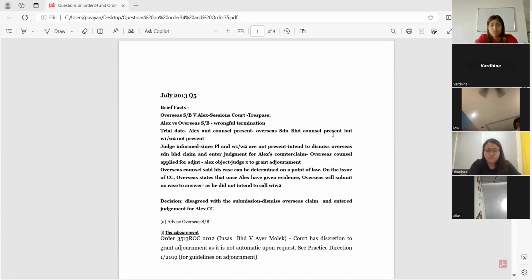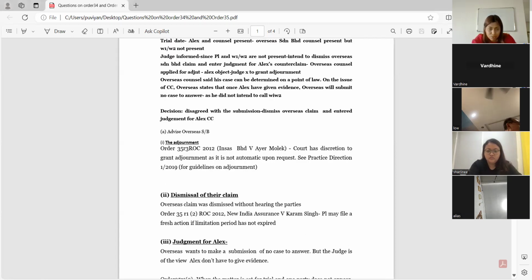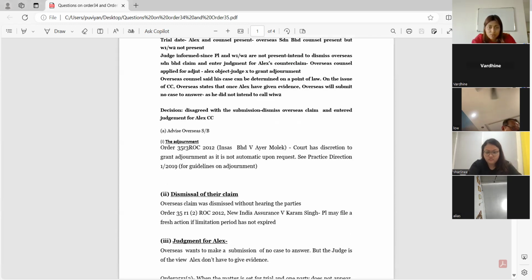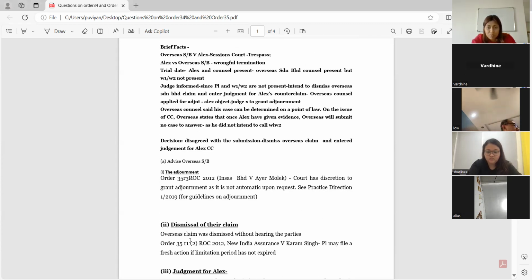Order 35, Rule 1, Subsection 2. So you all are quoting Order 35, Rule 1, Subsection 2. Correct? So you have mentioned Order 35, Rule 1, Subsection 2, where the court has the power to dismiss if one party does not attend court. So if you look at it, Overseas' claim was dismissed without hearing the parties. Same thing as I quoted, Order 35, Rule 1, Subsection 2.